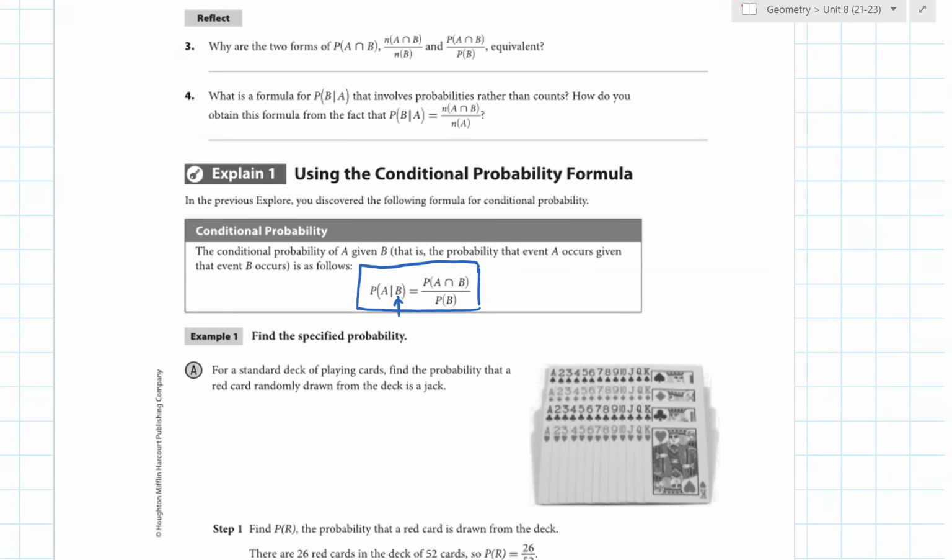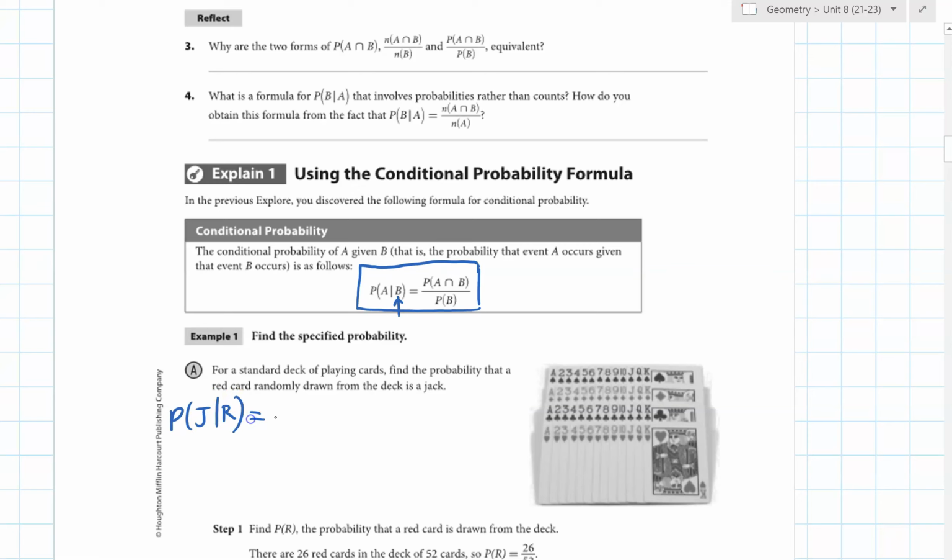We'll do it two different ways. We'll do it once with the formula and once without. So let's see. We have a standard deck of playing cards. Find the probability that a red card randomly drawn from the deck is a jack. So we're trying to find the probability that we get a jack given that it is red.